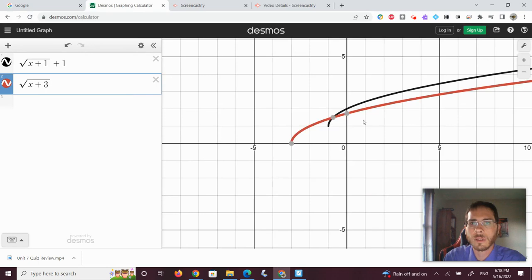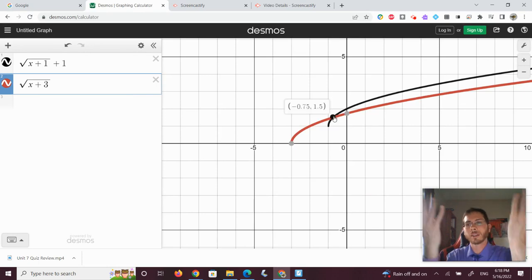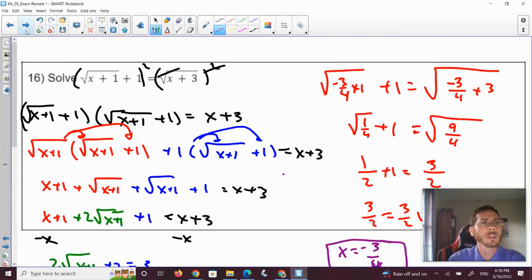All right, let's see. They do connect, so that's good. And they connect at -0.75. All right, so that's -3/4. So again, I'm very happy with my answer. I feel pretty good about this one. That was kind of long, but I feel good about it.